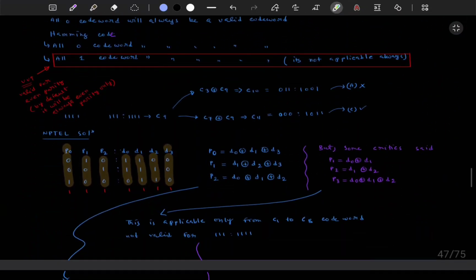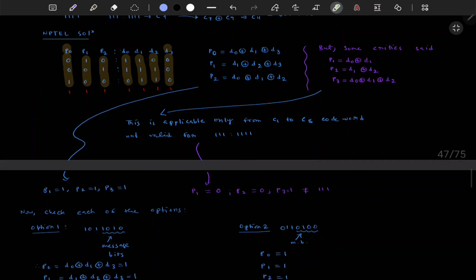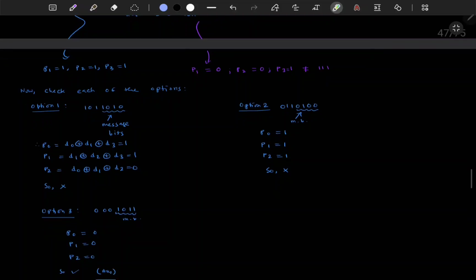So they have given in NPTEL like this: D0 XOR D1 and then XOR D3. Similarly like this they have given, and some video solutions also, but this is applicable only for the C1 to C8 code words, not valid for this one. If you cross check these things with this, it will not match. But this is matching with this, so this can also be a way of solution. So we can check the first option.